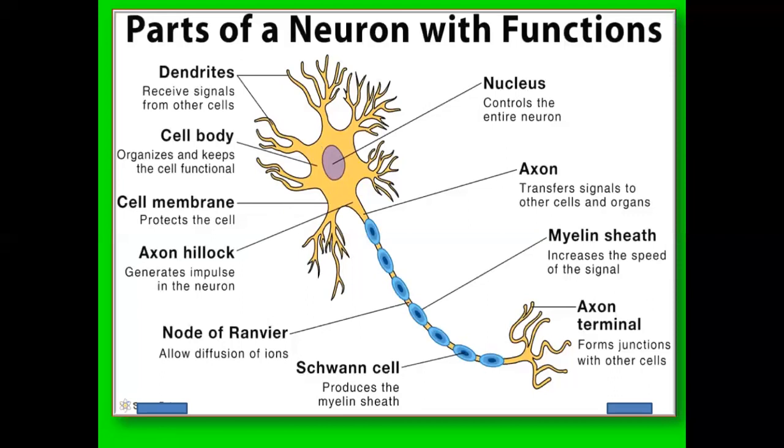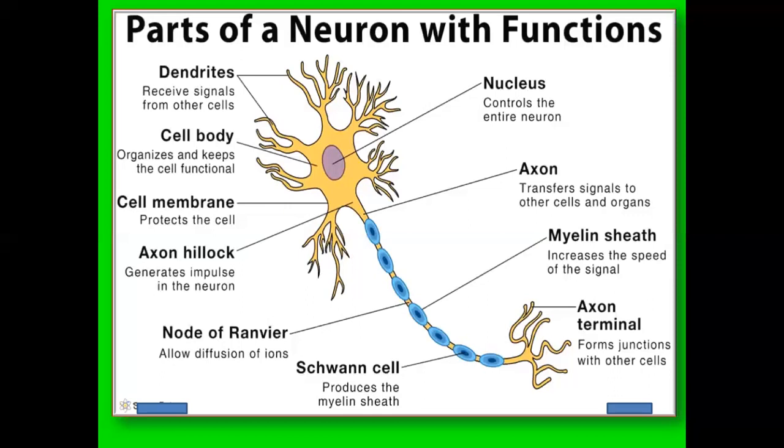Now what is the function of the axon? It conducts nerve impulse away from the cell body, meaning it transfers nerve impulse in the form of signals to other cells. Is it clear?